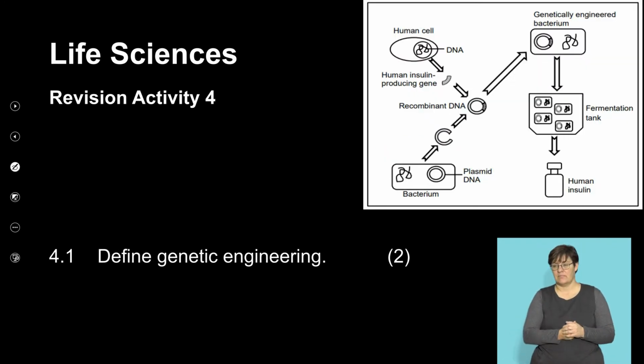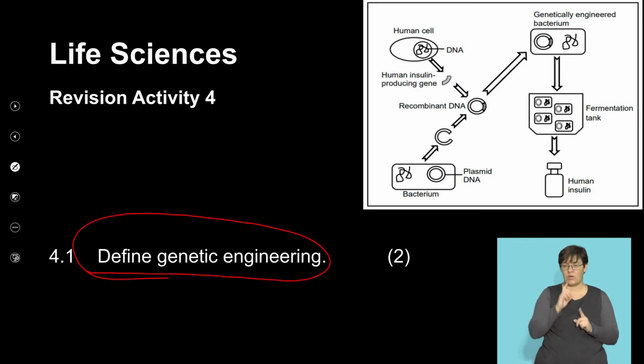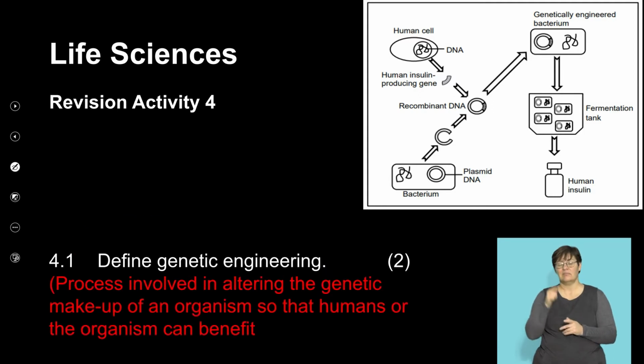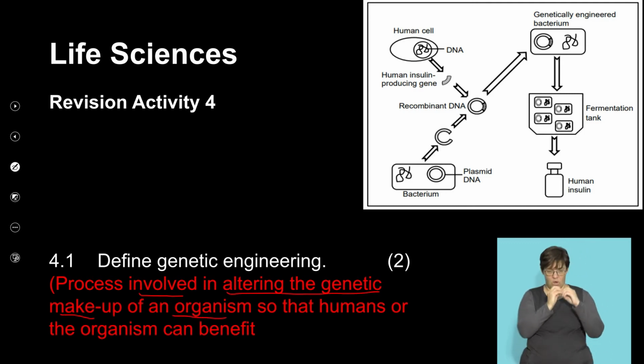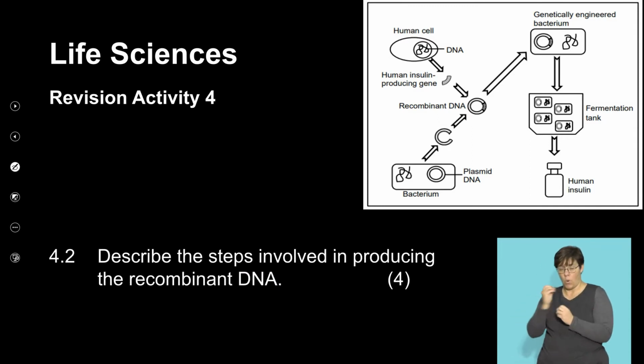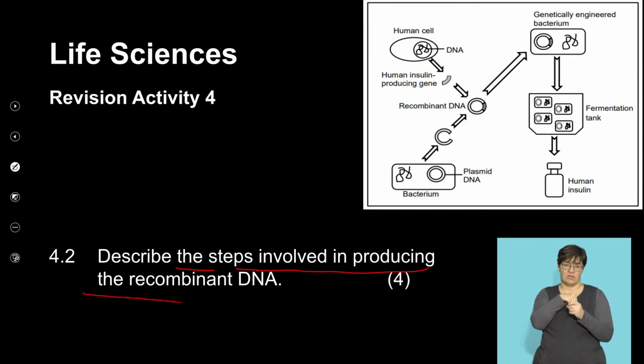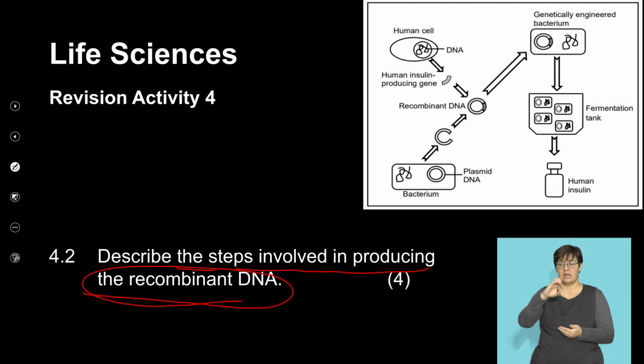So again, a rapid question that we can take before we wrap this segment up. Define genetic engineering. Again, genetic engineering is a process that is involved in altering the genetic makeup of an organism so that humans or the organism may benefit. The next part to this question would be, describe the steps involved in producing a recombinant DNA.